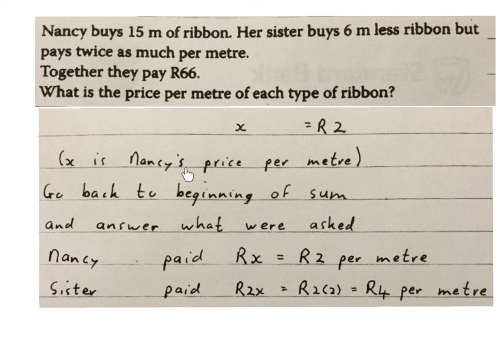You will never write all this in your answer. You will just say that Nancy paid 2 rand and the sister paid 4 rand per meter. I'm just explaining how you should think and talk back in a word sum. Hope you have an idea what's going on. Please look through this video once or twice and work and calculate yourself.